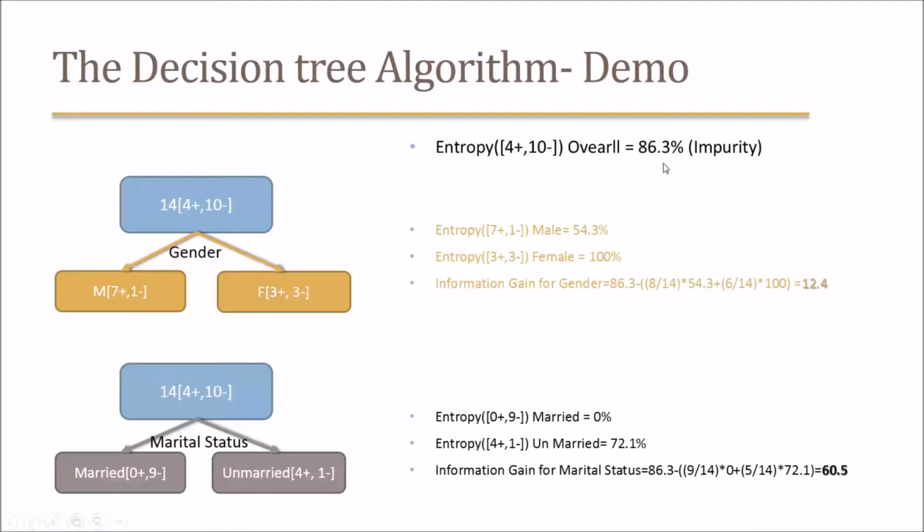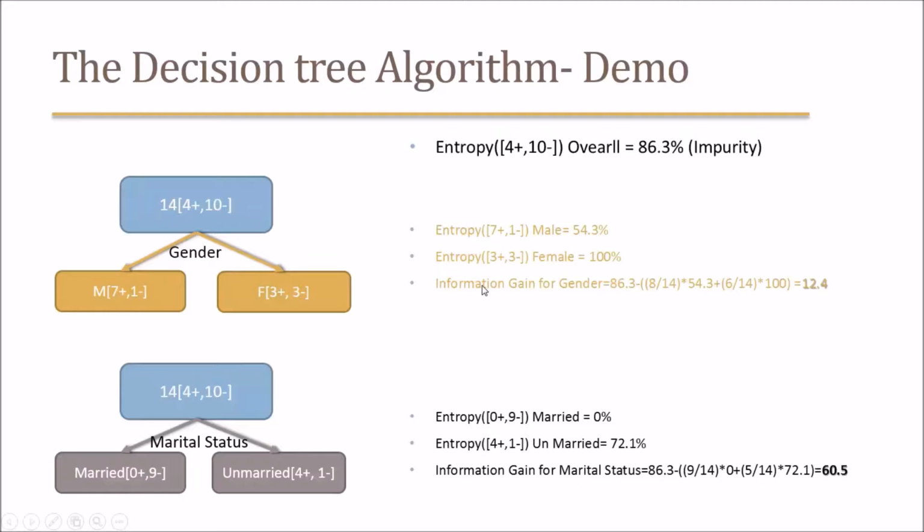So entropy before the split is 86%, with 4 positive and 10 negative. 86% is the impurity at the root level. So entropy for gender equal to male at that split is 54% impurity. There is 100% impurity at gender equal to female. Now similarly for marital status we calculate the entropy at each node level.